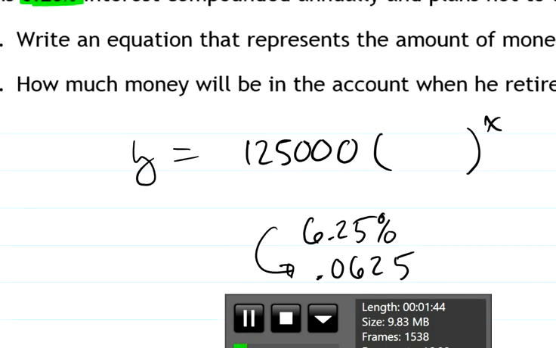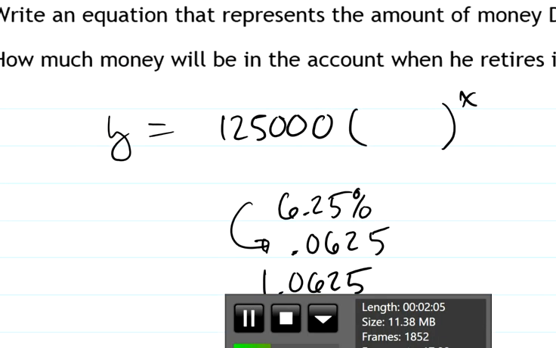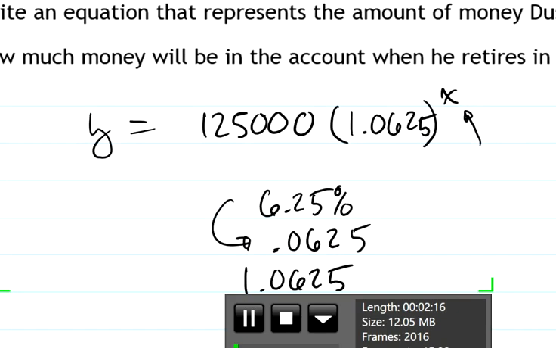And because it's growing, we're going to take the number 1 and we're going to add it to that. So my multiplier is going to be 1.0625. Now, if something was decreasing by 6.25% each year, we would take 1 and we would subtract 0.0625. But in this case, it's increasing, so we're going to put 1.0625 here. And we're going to continue to multiply that every single year x that goes by.